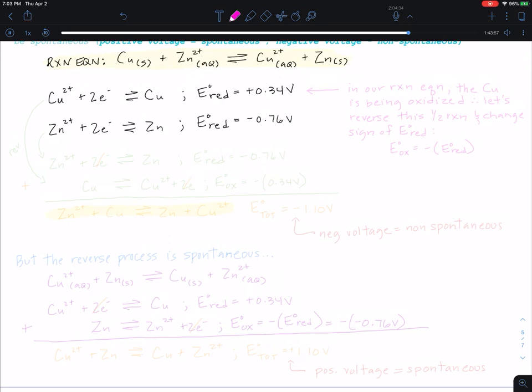Now we are going to rearrange this particular equation. In our reaction equation, the copper is actually being oxidized, not reduced. So therefore, we're going to reverse this process. We're going to reverse this half reaction, and we're going to change the sign on the potential.